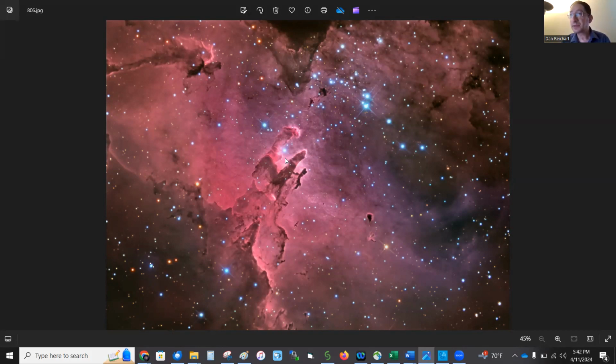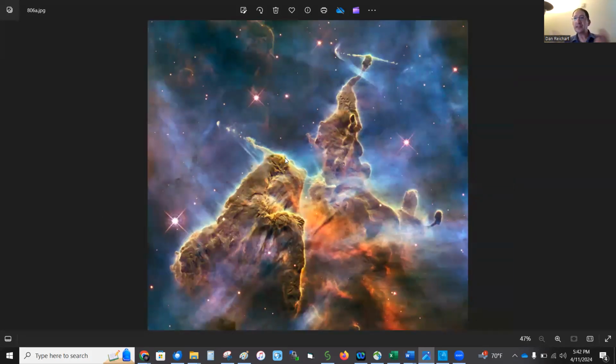Sometimes you can see the stars being formed. Here's another famous Hubble picture. This is the Carina Nebula. And if you look here at the tops of the pillars, you see these jets flowing out in two directions. Here as well, you see jets. And these are stars being formed.